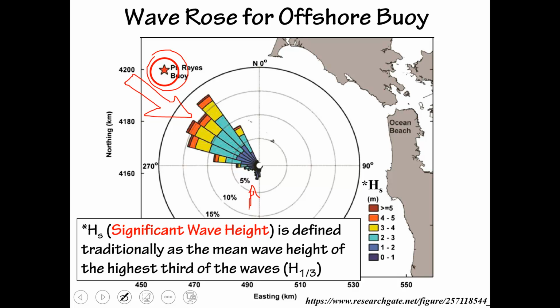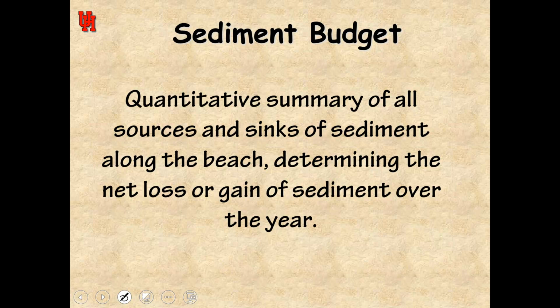So if we take information from these wave roses and period information from these offshore buoys, and multiple buoys, then we can basically transform that energy to what's hitting the beach itself. Now that energy that's coming in annually affects the annual sediment budget. That's essentially a summary of the sources and sinks of sediment along the beach, and it determines the net loss or gain, or if you like, stability of the beach throughout the year.